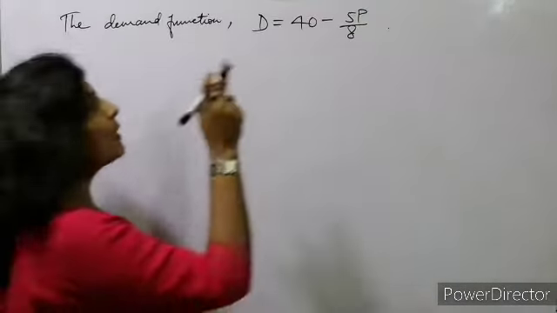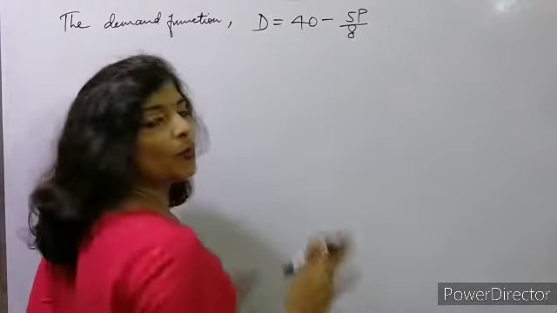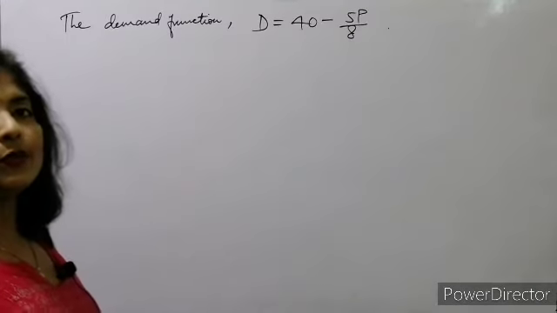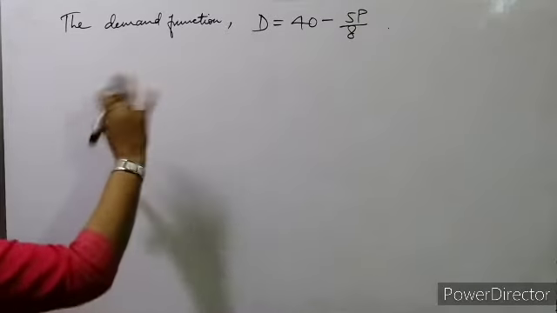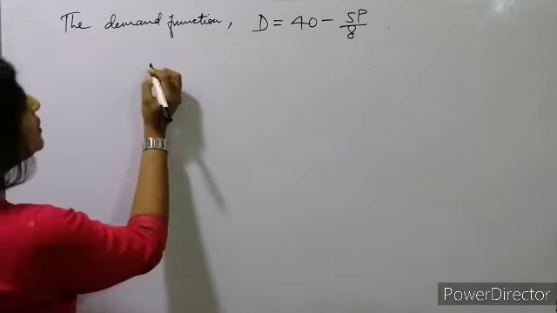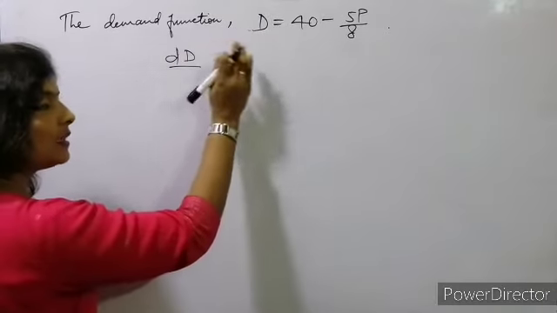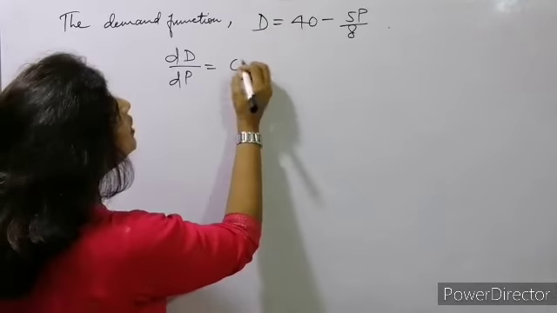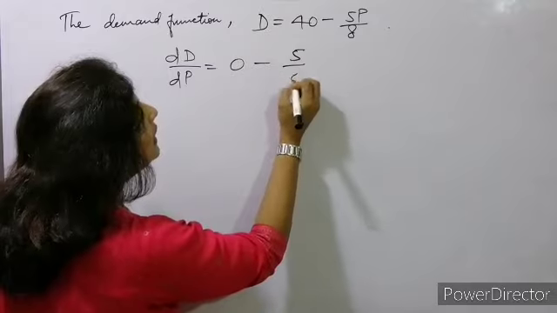The demand function is denoted by D, and it is given by 40 minus 5p upon 8, where P is the price. Now we have to find out whether this demand is an increasing or decreasing function. First of all, we'll find the derivative of D with respect to P. So we'll get 0 minus 5 upon 8.